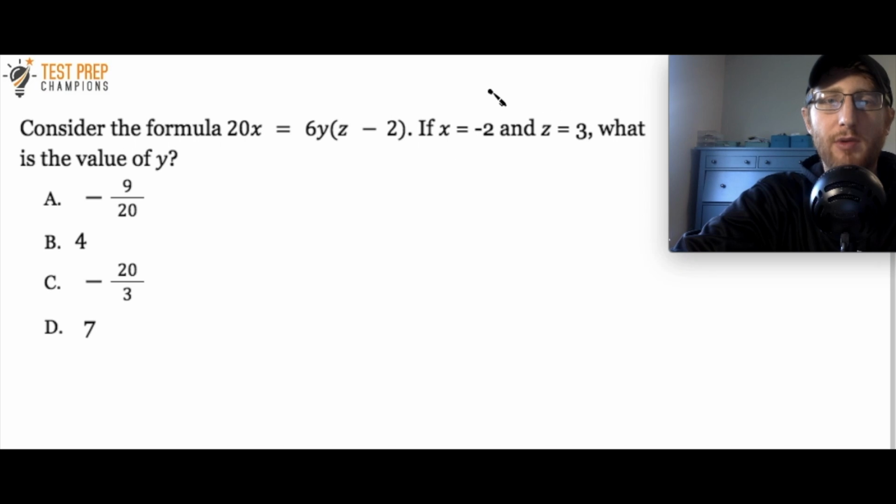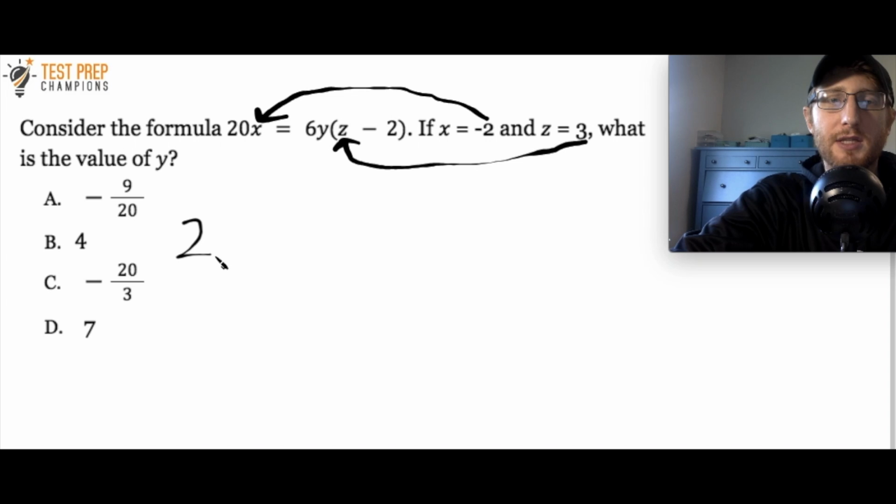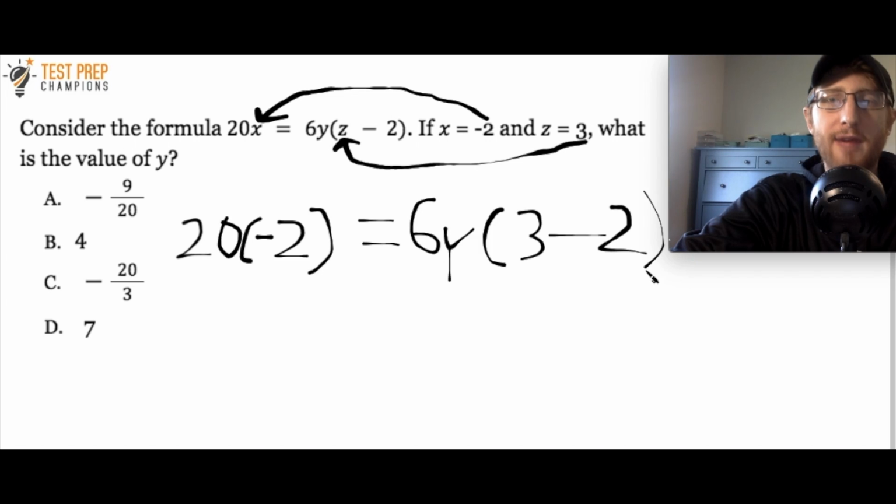Okay, so what I would recommend here is just taking this negative 2 and replacing the x in the formula with negative 2. And we can do this because we know that x equals negative 2. And since we know that z equals 3, I'm going to take this 3 and just replace z in the formula with 3. So let me rewrite this and I'll show you what it'll look like. After I rewrite, I'm going to have 20 times negative 2 equals 6y(3 minus 2).